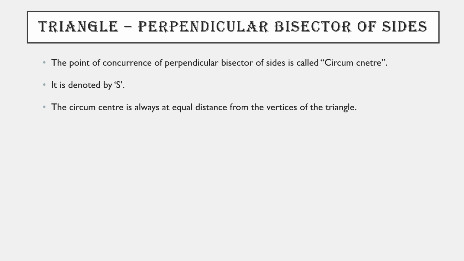That means if the triangle is ABC and the circumcenter is S, then if you take the distance from S to A, or S to B, or S to C, it is equal. So SA equals SB equals SC in this triangle.